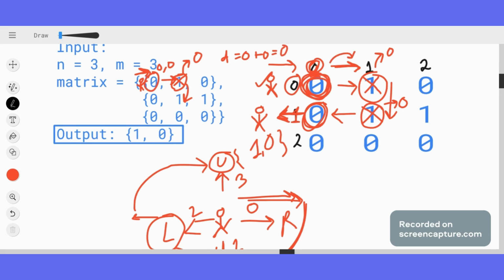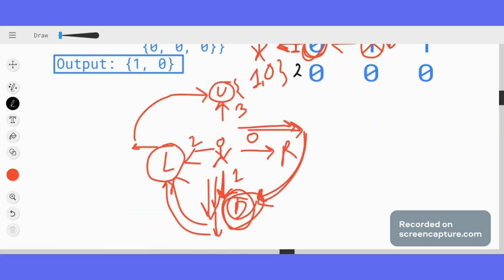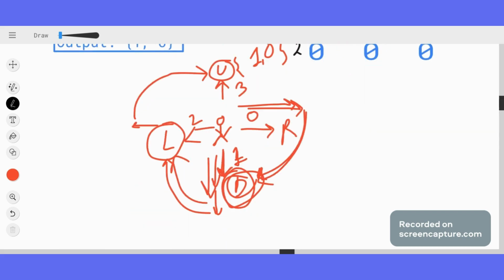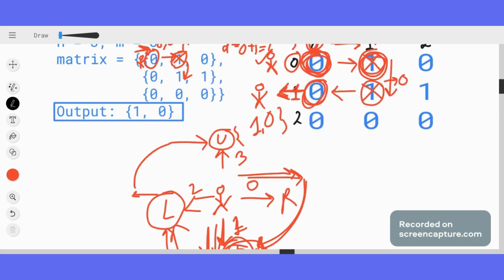Okay. Now, my element was 1 earlier. I have replaced this with 0. But my element was 1 earlier. So now my direction will become 0 plus 1. What is this? It is 1. So whenever my direction becomes 1, I will move downward. See, here I am moving downward.